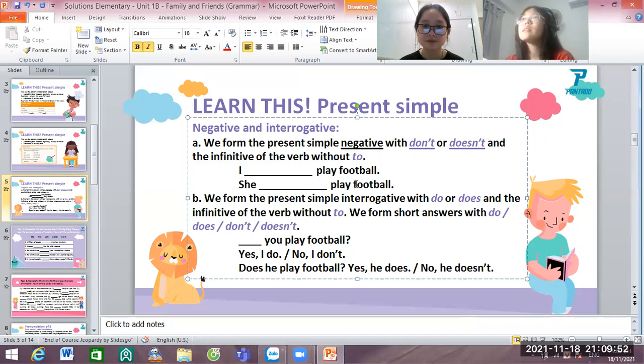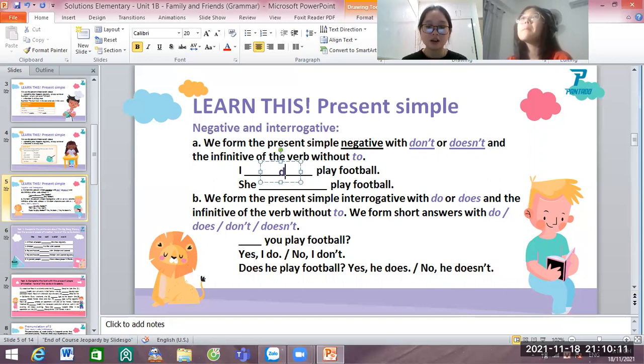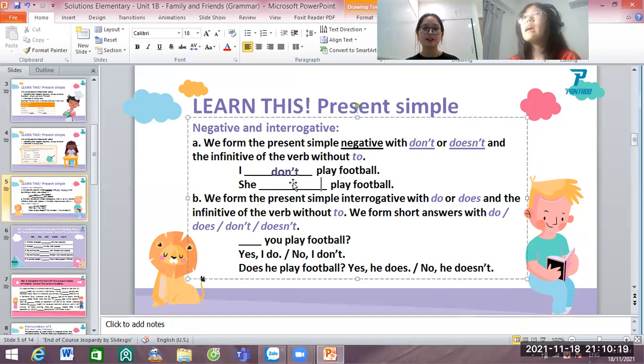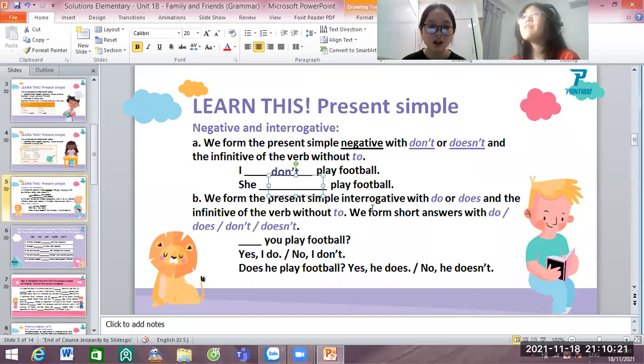Okay. For example, I play football is the affirmative sentence. Can you change it into the negative sentence? I don't play football. Yes, very good. How about this one? She doesn't play football. Very good.